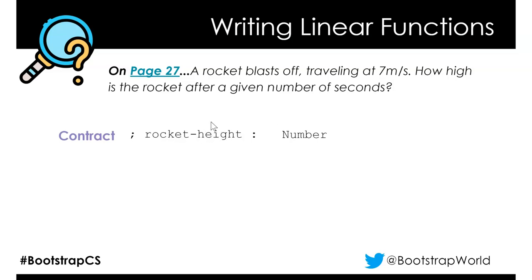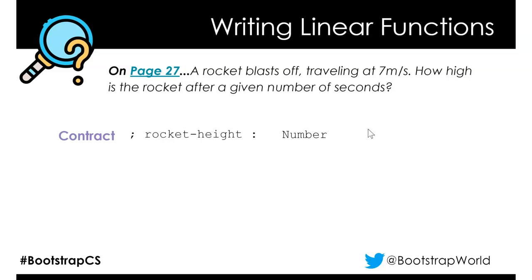All right, the domain is part of the contract. What goes into this function? So let's keep going, scanning through here. Rocket blasts off, traveling at how high after a given number of seconds. So if I want to figure out what goes into this function, what do I need to know? I need to know how long it's been traveling, right? Because after 0 seconds, it's zero off the ground. After some seconds, it's some off the ground, right? And that input is the number of seconds. So it's a number, right? Because remember, we're changing these details into data types for our contract.